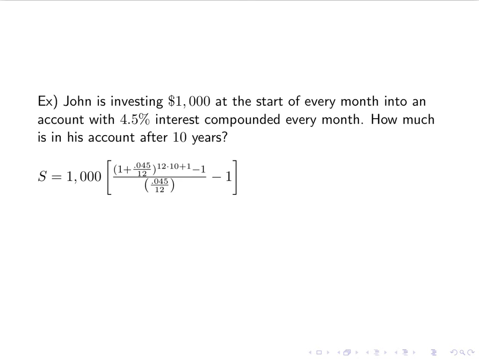So we've got 1,000 times 1 plus 0.045 over 12 to the power of 12 times 10 plus 1, then subtract 1, then divide by 0.045 over 12, then subtract 1. Okay, so again, be really, really careful with order of operations here. And you should be getting $151,765.07.